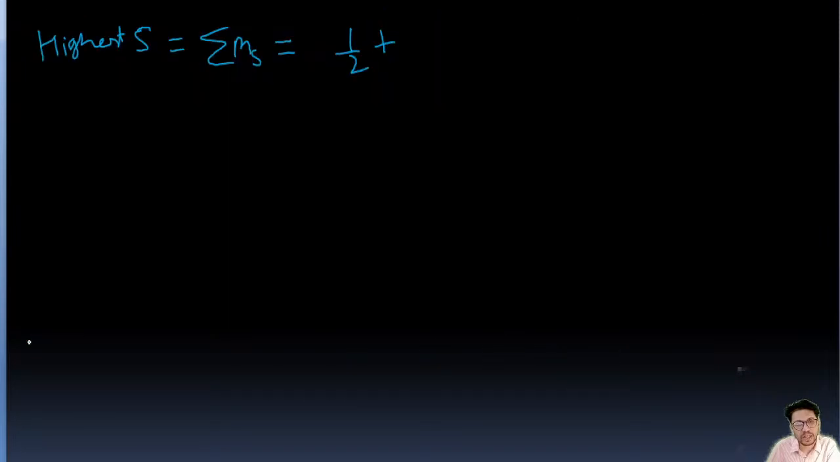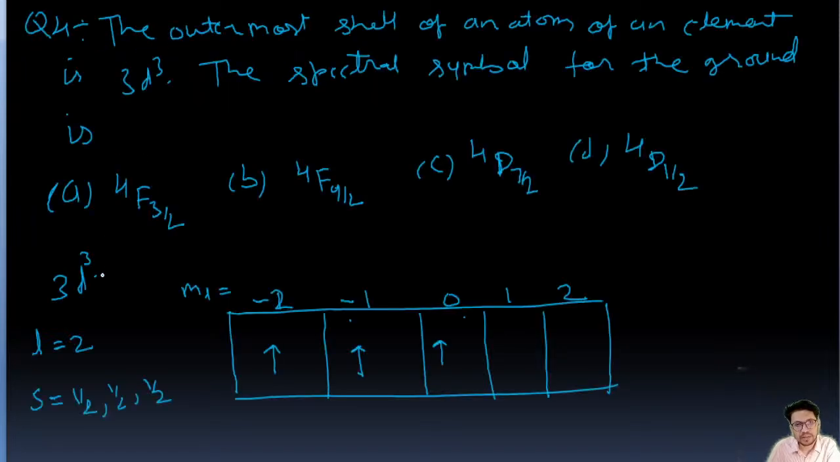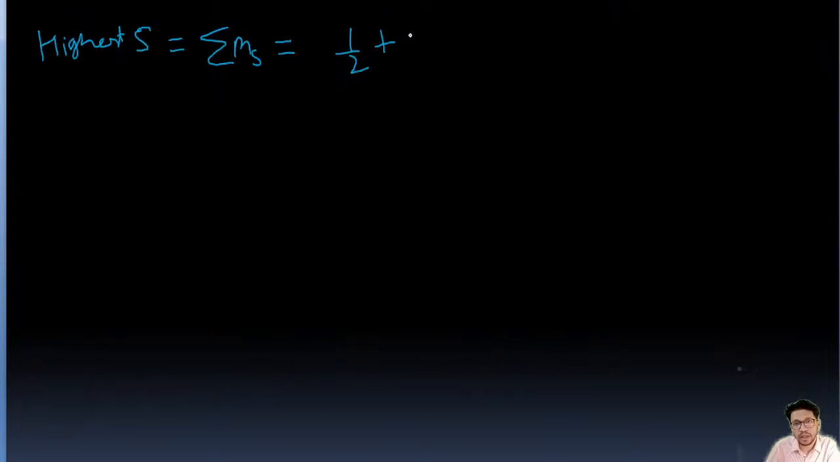So ms equal to sum of ms, right? This is half plus half plus half. Highest value of S is 3 by 2, right?